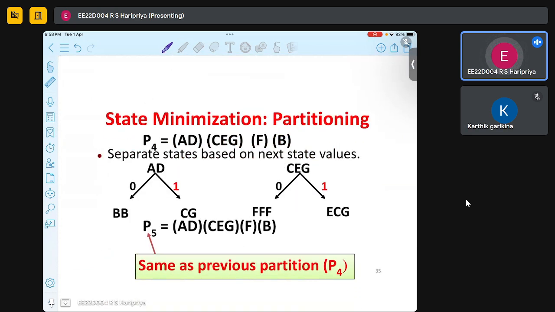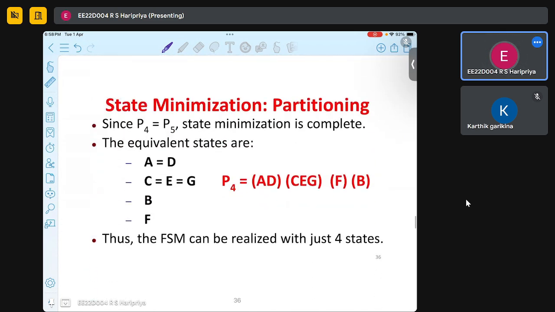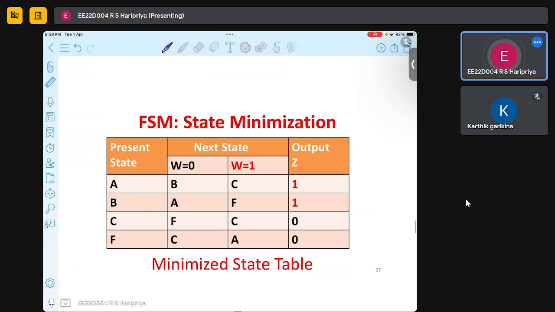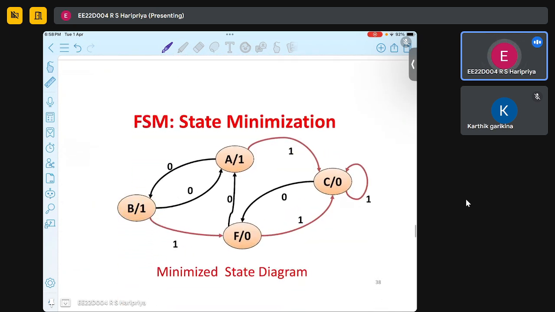For A and D, 0 gives B, D, which is in the same set, and 1 gives C, G, which is also in the same set. So we get this as the reduced table. We need to say that A is equal to D, C, E, G are equivalent, F is different, and B is different. So we need 4 different states. This is the minimized state, and the minimized FSM state value.